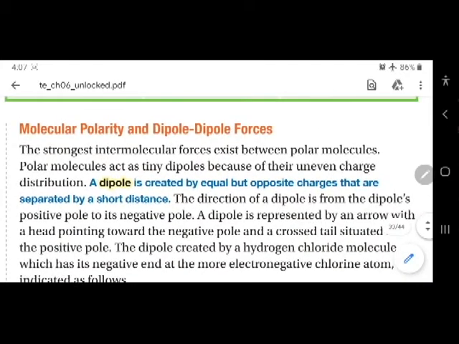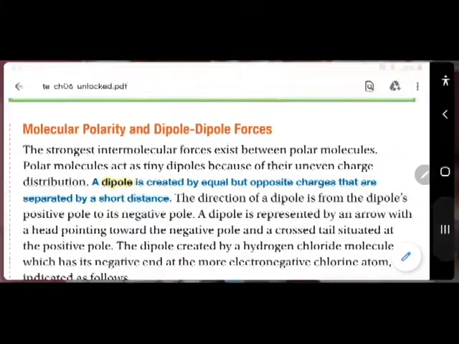In our lesson today, we're going to talk about molecular polarity and dipole forces. Before starting with this lesson, first we have to know that we have two types of forces in compounds, which are, as you can see here, intermolecular forces, and the other type is intramolecular forces.